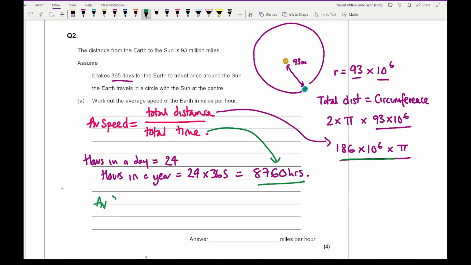So then from this, that's the total time, this is the total distance, so the average speed in miles per hour is going to be 186 times 10 to the power 6 times pi all over 8760. And if I type that all into my calculator, I get an answer of 66,705.0, and that's to 1 decimal place.